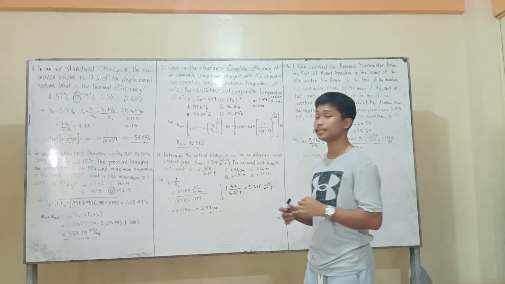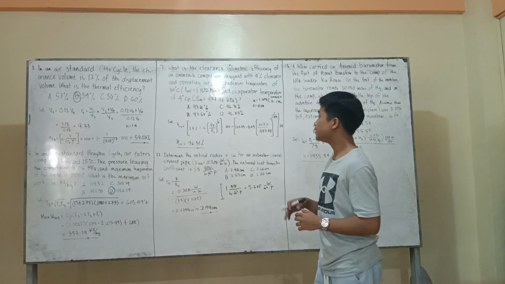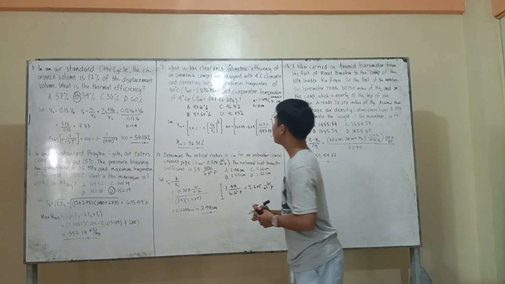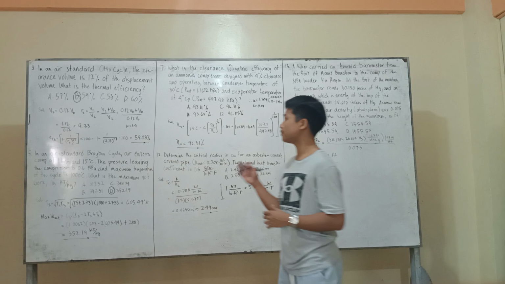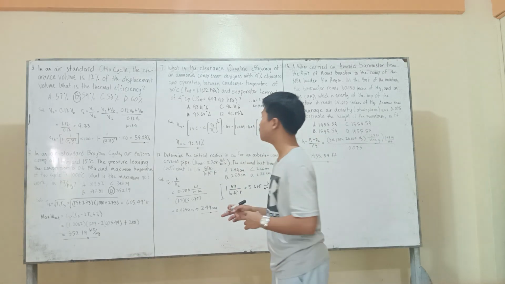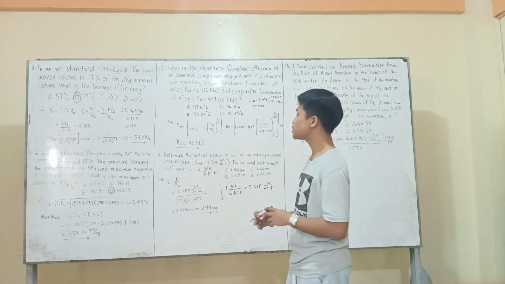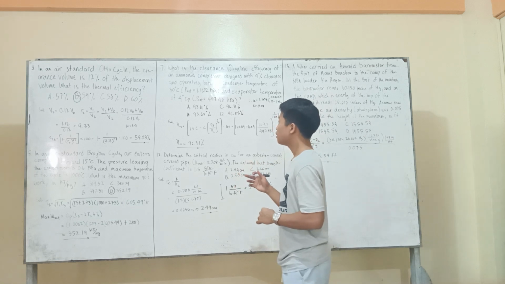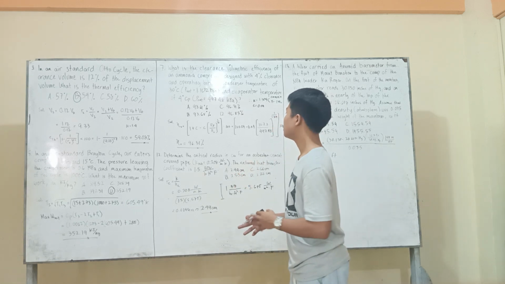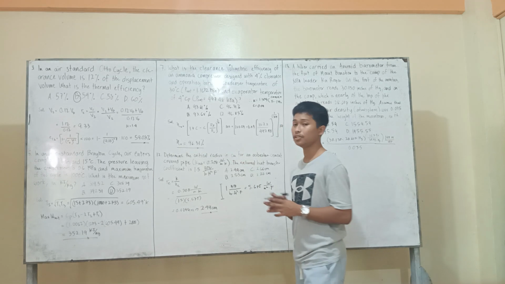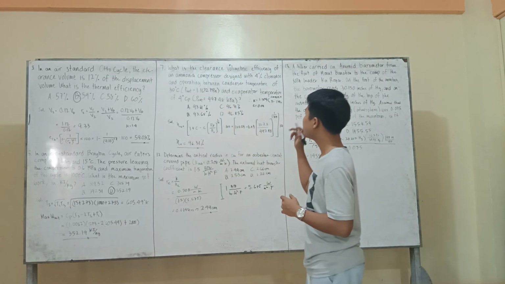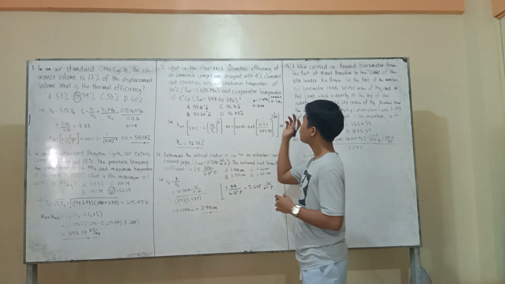The choices we have are: A is 93.61%, B is 93.68%, C is 96.31%, and D is 96.83%. For the solution, the formula of efficiency is equal to 1 plus C, the clearance, minus clearance times PD over PS raised to 1 over K. The value of clearance is 0.04 or 4%.